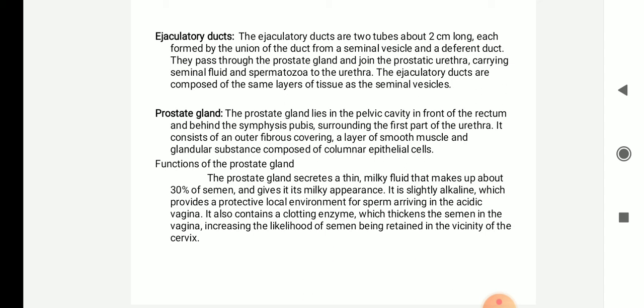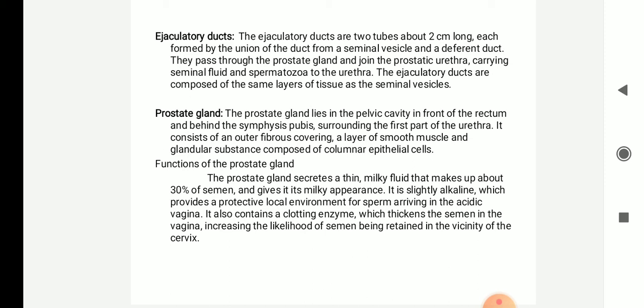Next is the prostate gland. The prostate gland lies in the pelvic cavity in front of the rectum and behind the symphysis pubis, surrounding the first part of the urethra. It consists of an outer fibrous covering, a layer of smooth muscle, and a glandular substance composed of columnar epithelial cells. The prostate gland secretes a thin milky fluid that makes up about 30% of the semen and gives it a milky appearance.